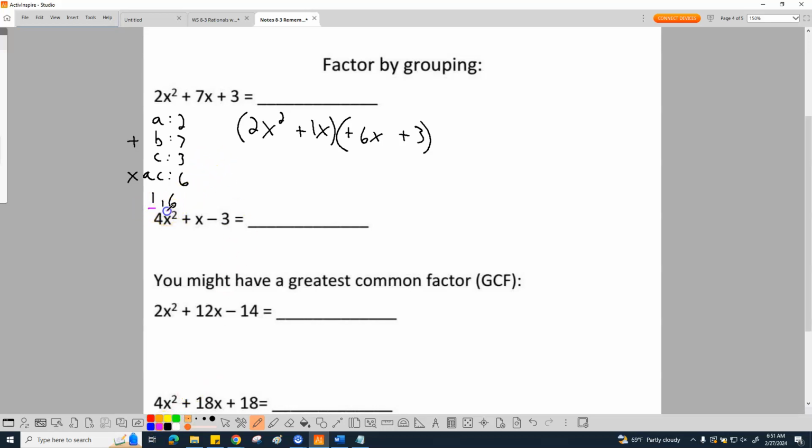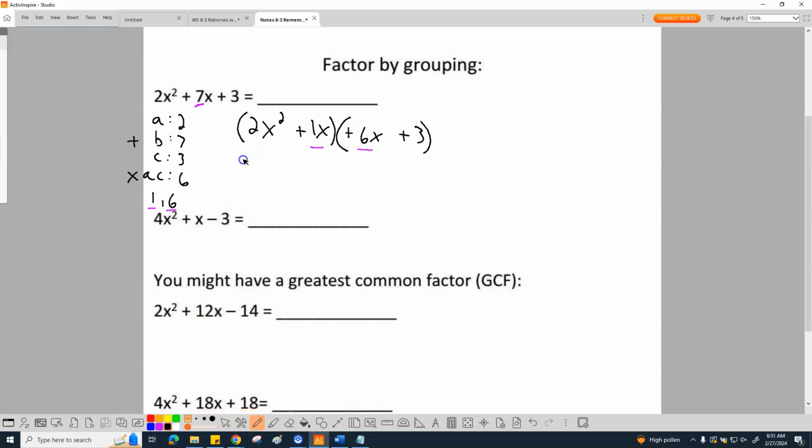So I took these numbers here, 1 and 6, and 1 times 6 is 6. 1 plus 6 is 7. Check this out. There's that 7 up there. Here's this 1x and this 6x. What do you notice? All I did was I broke apart the 7x, and I broke it up into 1 and 6. So when that happens, you're now basically ready to go ahead and factor.